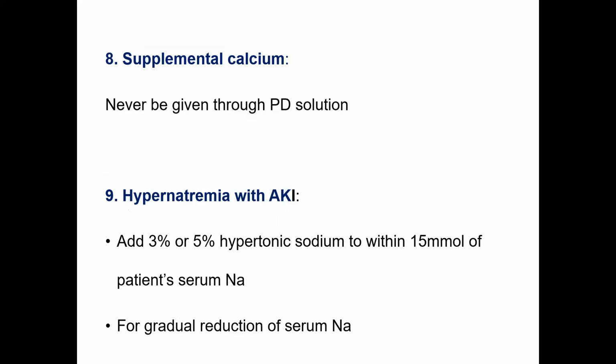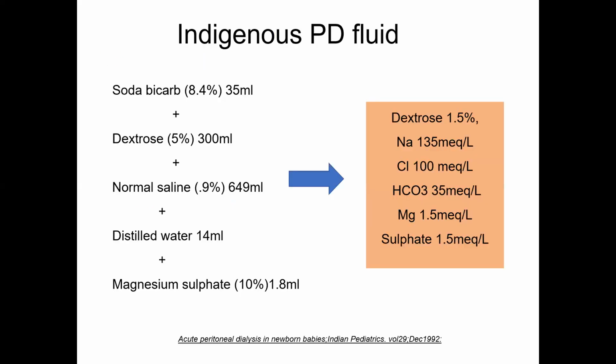If the baby is having hypernatremia with acute kidney injury, we have to add 3% or 5% hypertonic sodium to within 50 millimole of patient serum sodium for gradual reduction of serum sodium. Otherwise, it can lead to dreaded complications of severe hyponatremia.